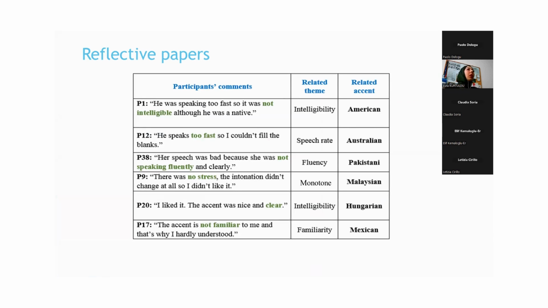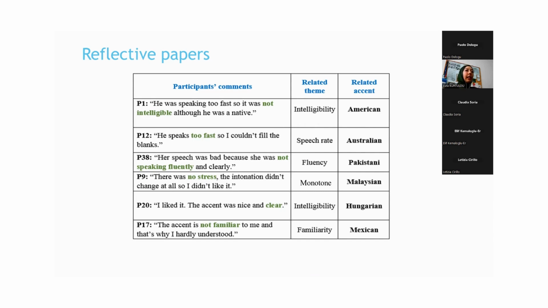For example, for the American accent, they said it was not intelligible. He was speaking too fast, so it was not intelligible. So for the intelligibility theme, they said that it's not intelligible because he's speaking too fast. So it is again problematic. For the Australian accent, the related theme is speech rate, and he speaks too fast this time. Too fast is the related part.